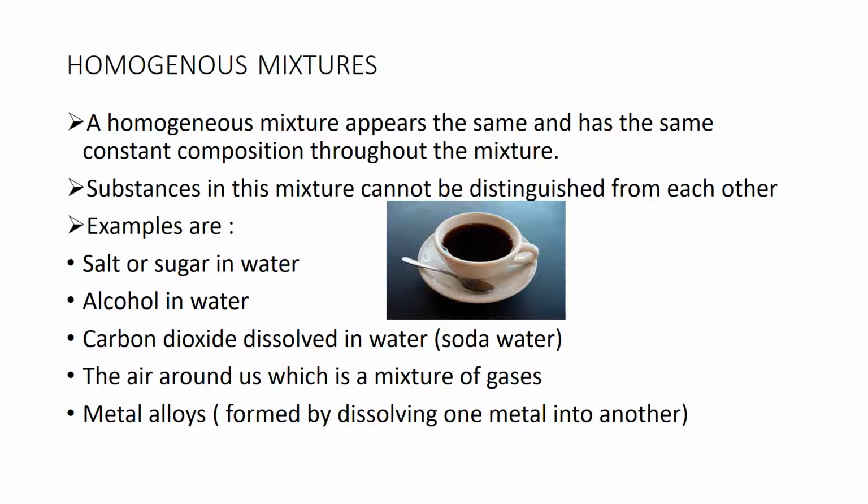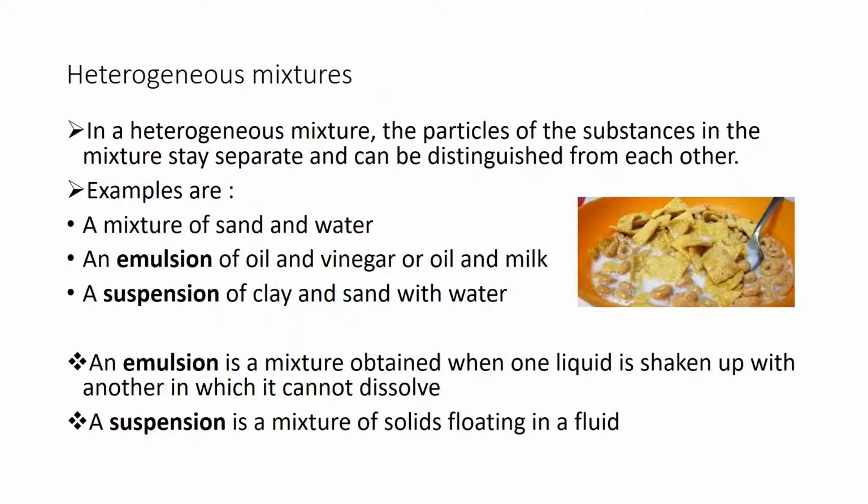Then the air around us, which is a mixture of gases. If you think about it, you cannot look at the atmosphere and say, okay, I see a hydrogen gas, I see a carbon dioxide gas, I see a nitrogen gas. It's an example of a homogeneous mixture. You cannot distinguish between the different gases in the atmosphere. Then we have metal alloys, which are formed by dissolving one metal into another. Also in metal alloys, you cannot tell that this is this metal and this is that metal. But bear in mind that they can still be separated.